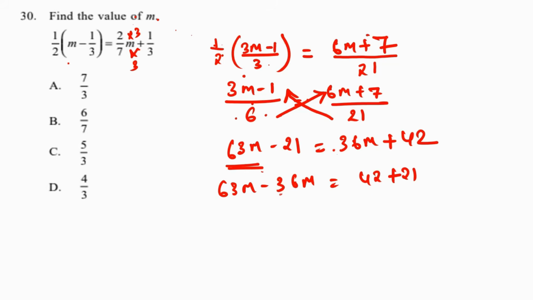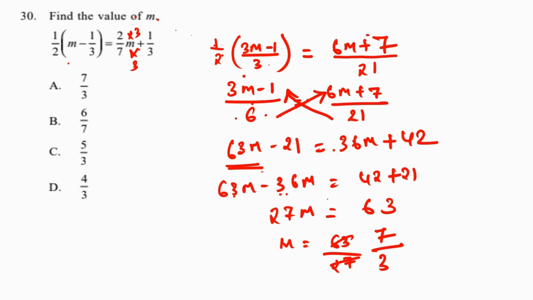Transposing done. Now let's solve. 63 minus 36 is 27 times M, and 42 plus 21 is nothing but 63. So the value of M is 63 by 27. Both of these are multiples of 9, so we can simplify: 9 sevens are 63, 9 threes are 27. 7 by 3, option A is the answer.